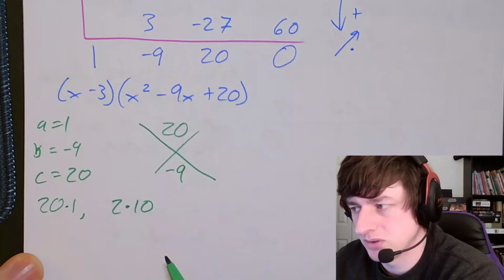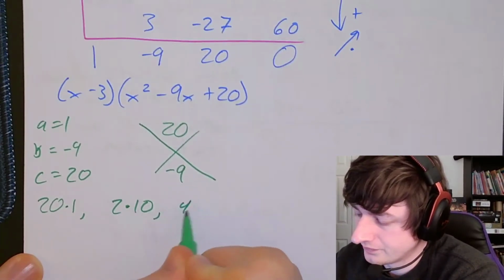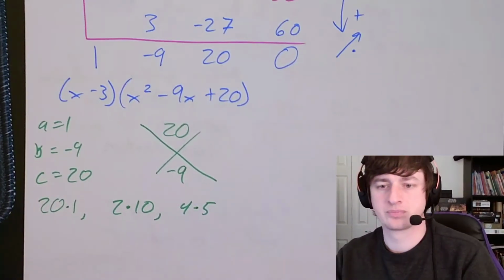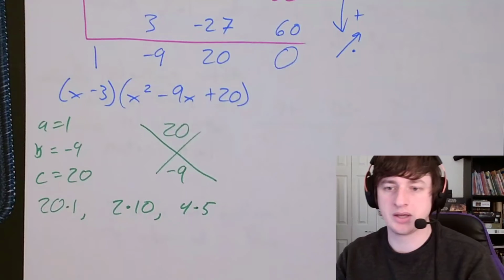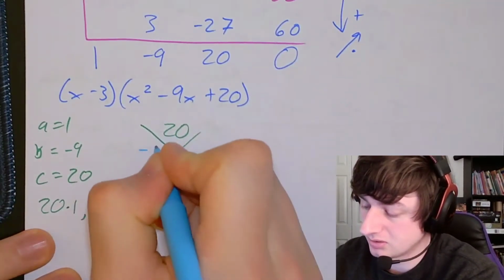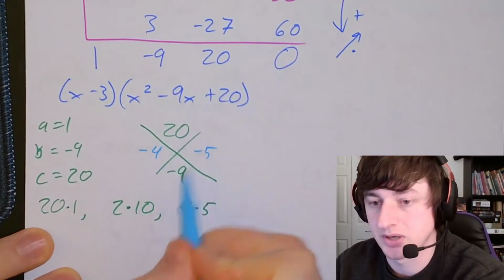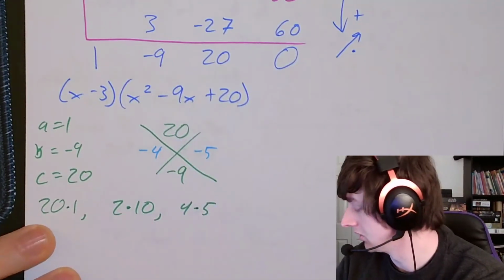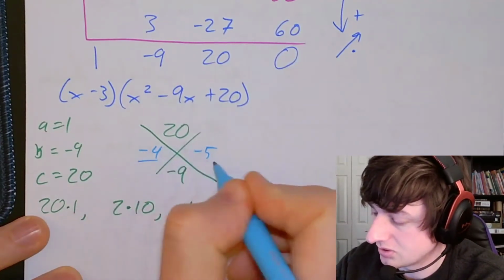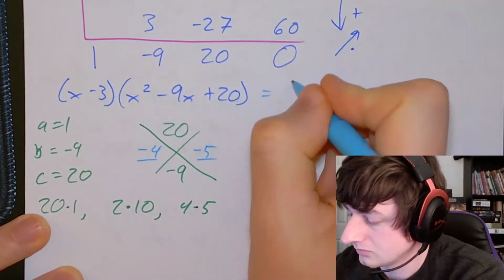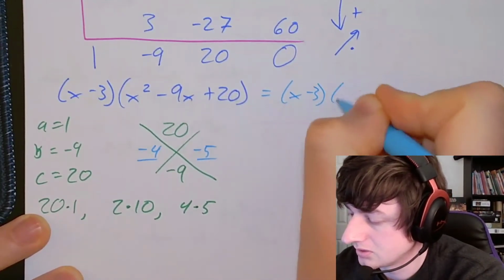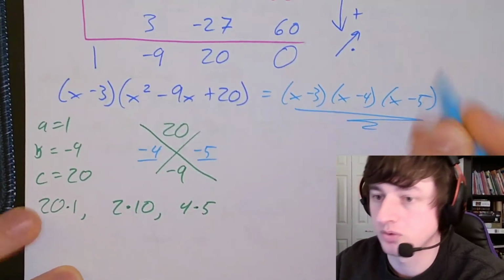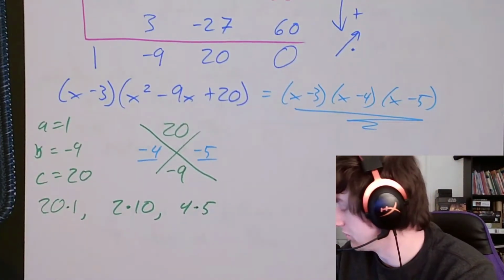3 doesn't go into 20 evenly, so 4. 4 times 5. That'll add to make a 9. So the numbers we get are negative 4 and negative 5. They need to add to make negative 9 and multiply to make a positive number. So negative times negative makes a positive. So that means we just use those two numbers. And so we get x minus 3 times x minus 4 times x minus 5. And that is our fully factored polynomial.